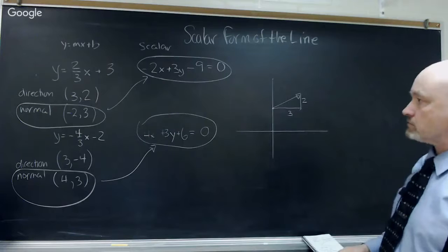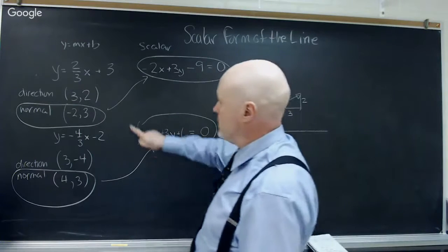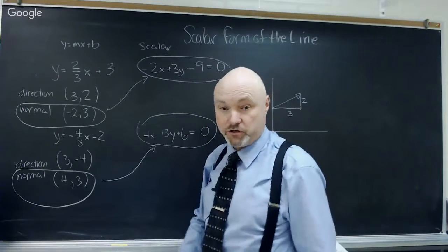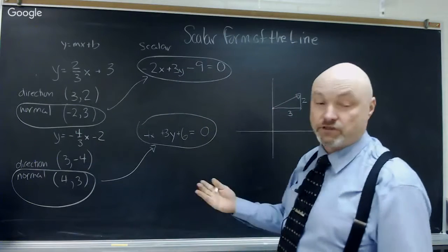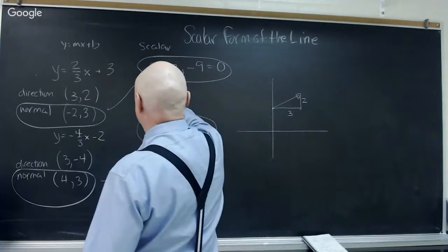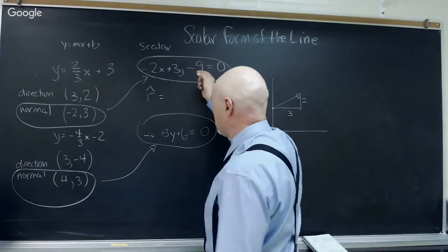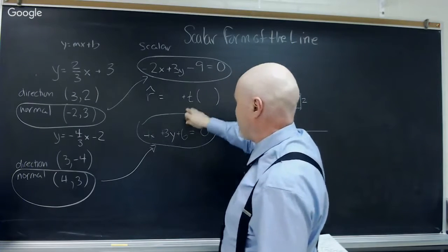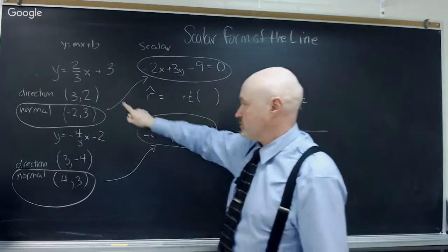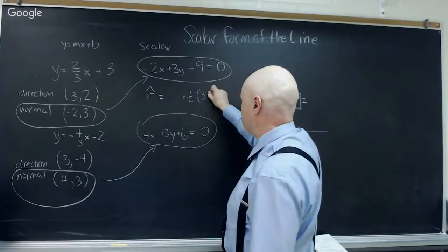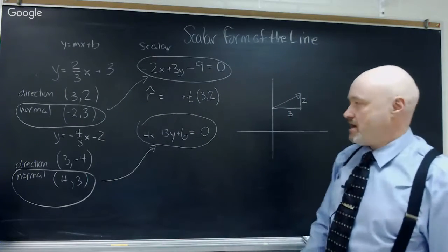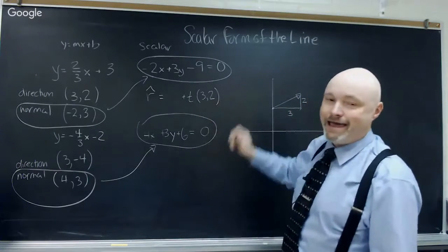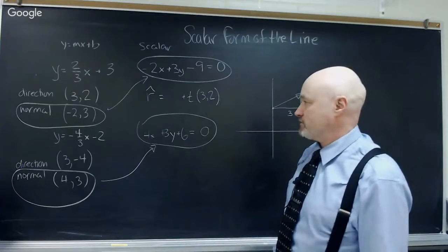Let's see. Just for fun, I'm going to take this equation and turn it into its vector form. For the vector form, we have a position vector, and then we add some parameter t times whatever the direction vector is. So I'm going to pick a position on the line, and then add on t times whatever my direction vector is.